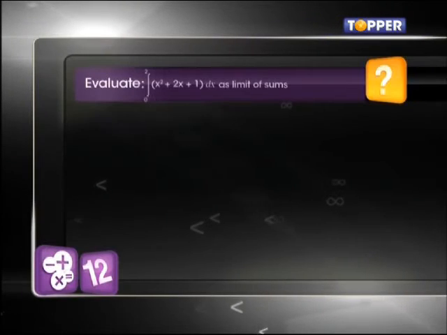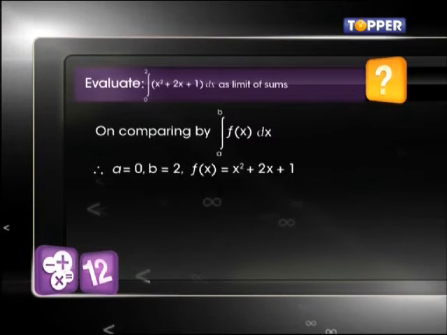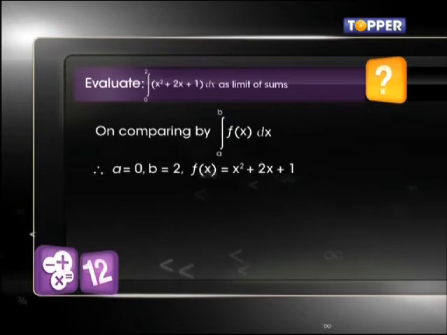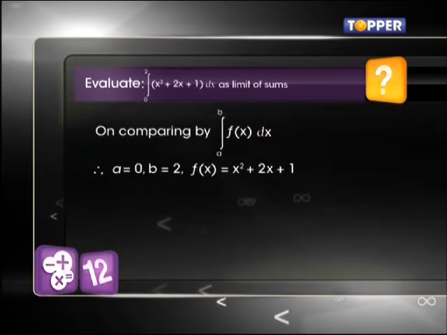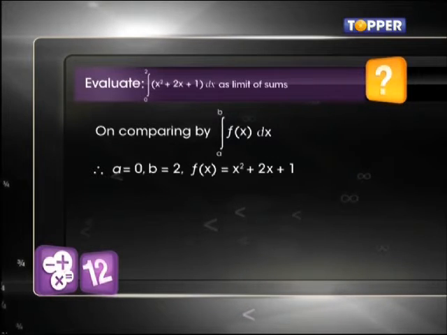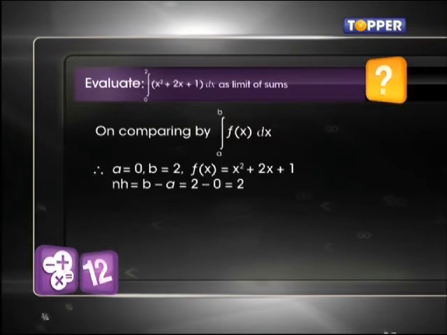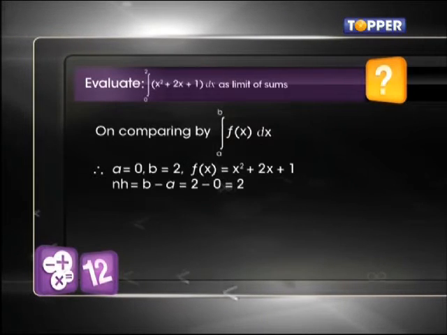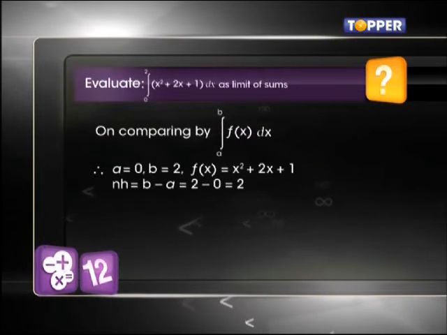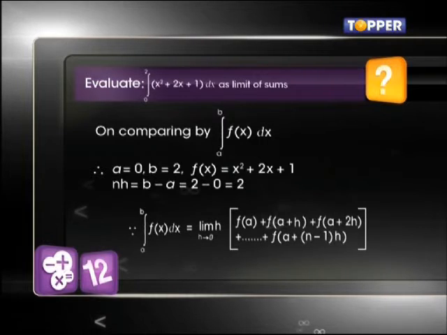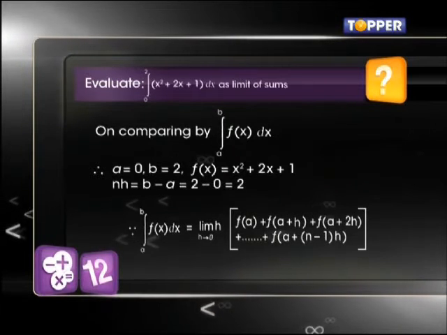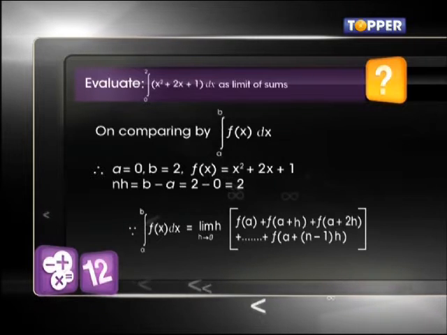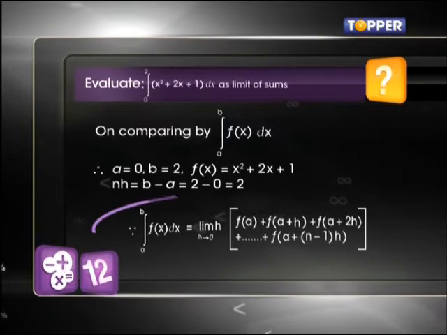So let's start by stating that a is equal to 0, b is equal to 2 and f(x) is equal to x square plus 2x plus 1. Then h is equal to (2 minus 0) by n. So it follows that nh is equal to 2. Now by the definition of limit of a sum, we put the value of a, b, h and f(x) in the formula of limit of a sum.